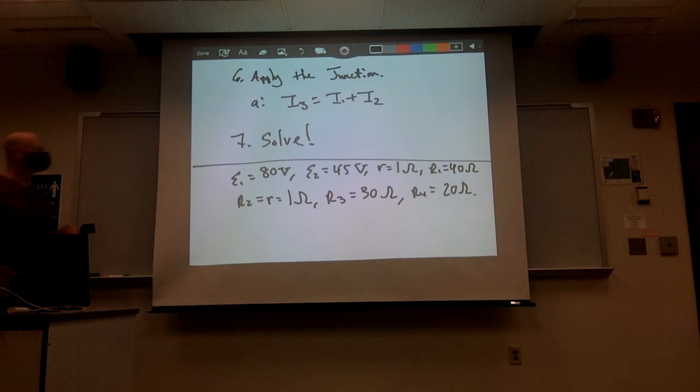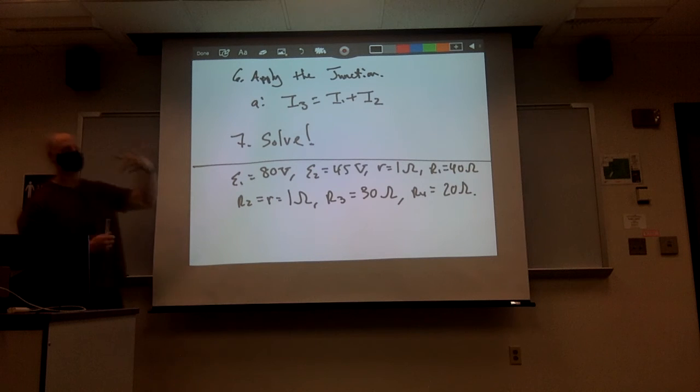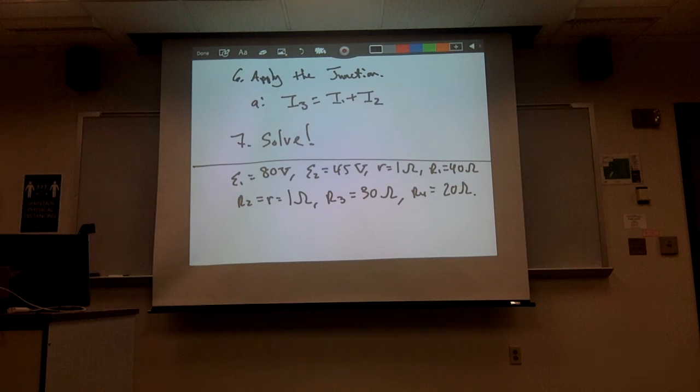Now, your job at this stage then is to solve these 3 equations simultaneously. However you want to do that is completely up to you. There are, of course, millions of different ways you can solve simultaneous equations. But in this case, I'm going to just tell you what our answers turn out to be using the equations that we have. Make sure I get all this correct.